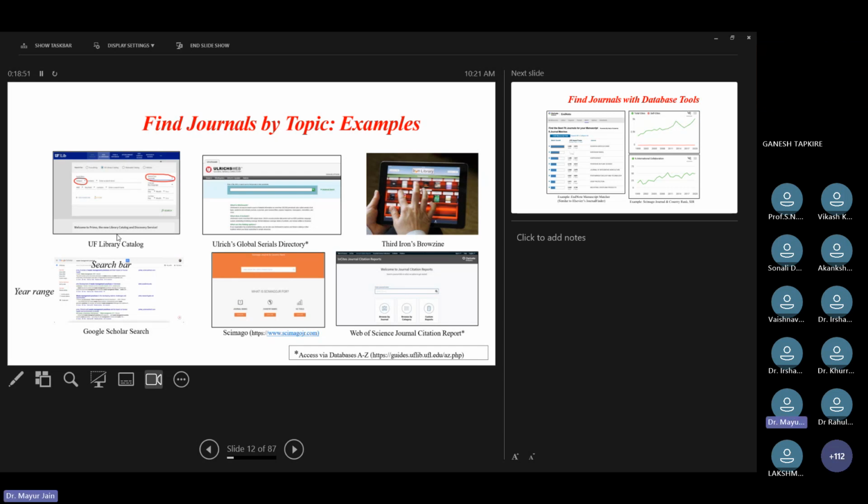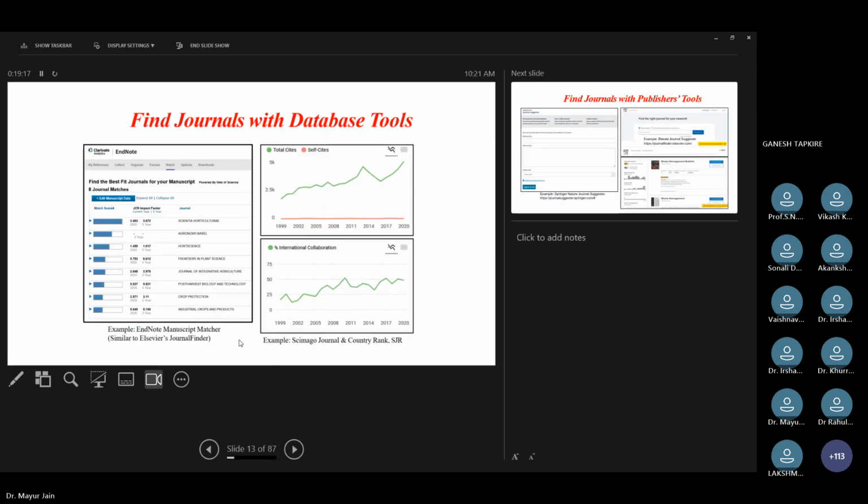So these are different databases: University of Florida, Ulrich Global Serials Directory, Third Ions Brownsy, Google Scholar Search, and SCImago. SCImago is again a very important database where you will find the impact of most of the journals, like Q1, Q2, Q3, Q4. All those different types of quartiles are also given in the SCImago journal. And then obviously you have the Web of Science Journal Citation Report.